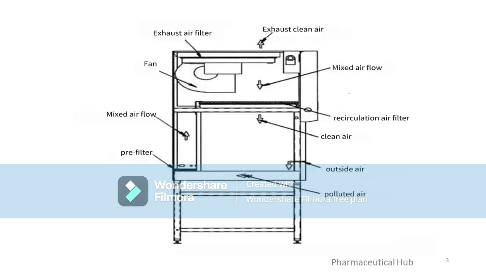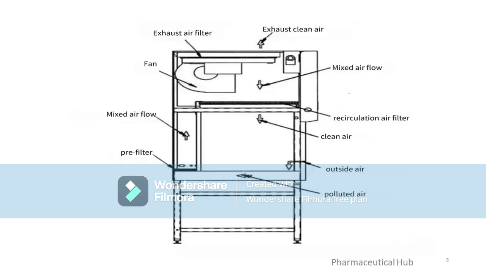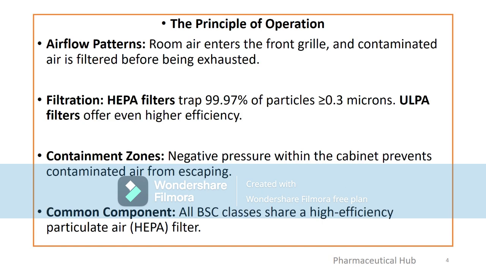Slide 3. This diagram shows the airflow and filtration system inside what appears to be a biological safety cabinet, BSC, or a similar clean air containment device. Here's the explanation of the parts and flow. 1. Polluted air. Air inside the working area may contain contaminants. 2. Outside air. Fresh air is drawn from the surroundings into the cabinet. 3. Pre-filter. This first filter removes large dust particles and debris from incoming air before it enters the main system.